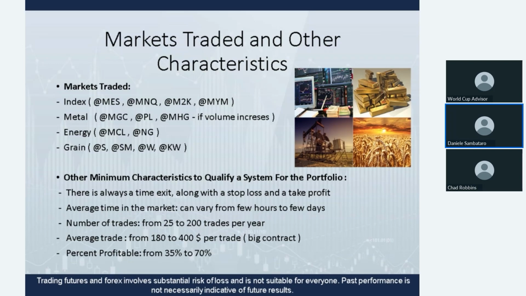The average trade is always more than enough to cover commissions. This is very important, and starts from $180 and in some cases can arrive at $400 per trade on the big contract, because the backtests are made on the big contract. Last, the percent profitable is very variable, like can be from 35 to 70%. Anyway, when we look at the portfolio, we don't care about this value, because we will think globally as a portfolio.